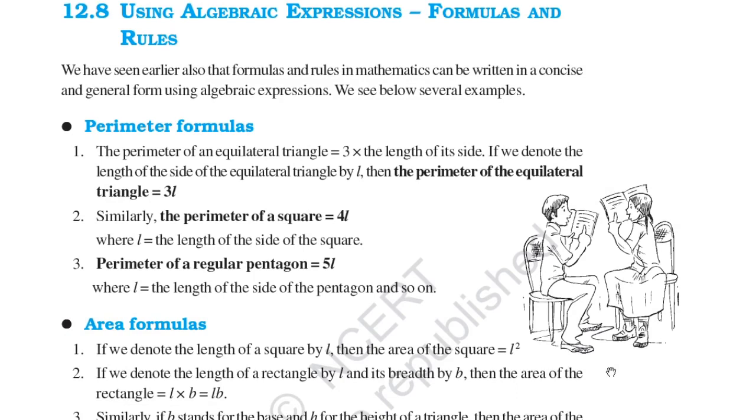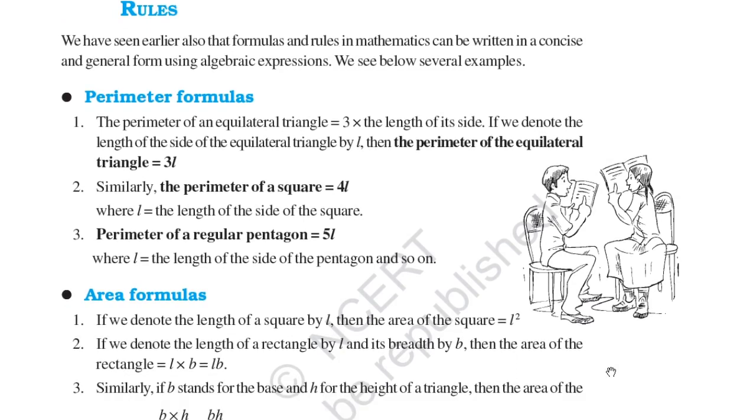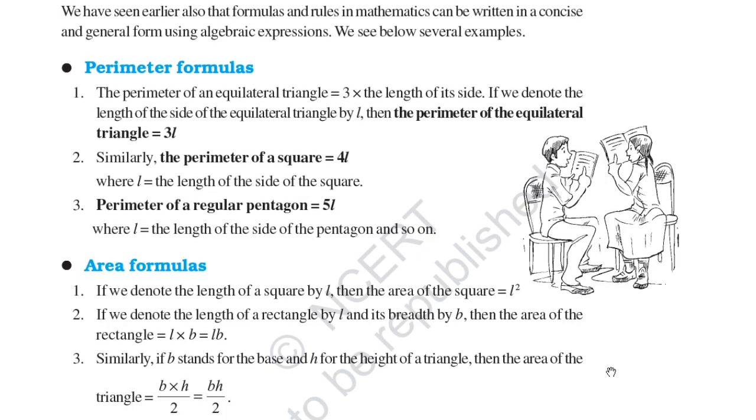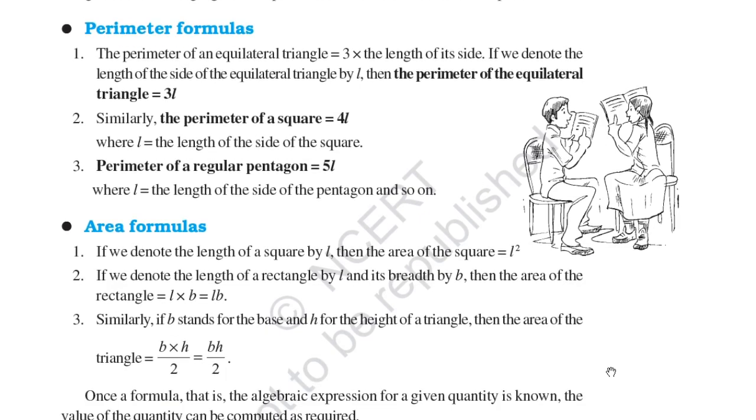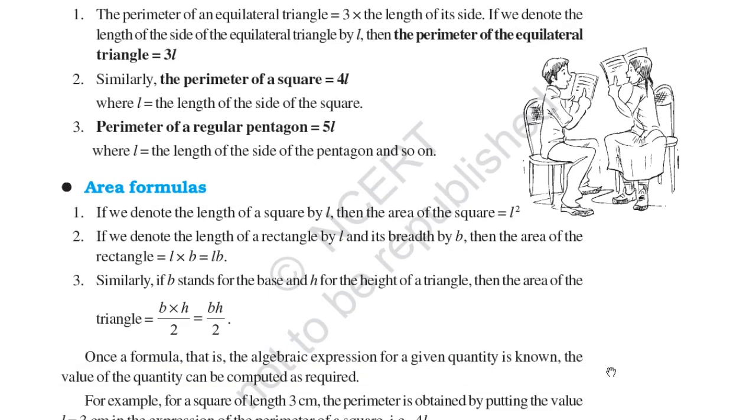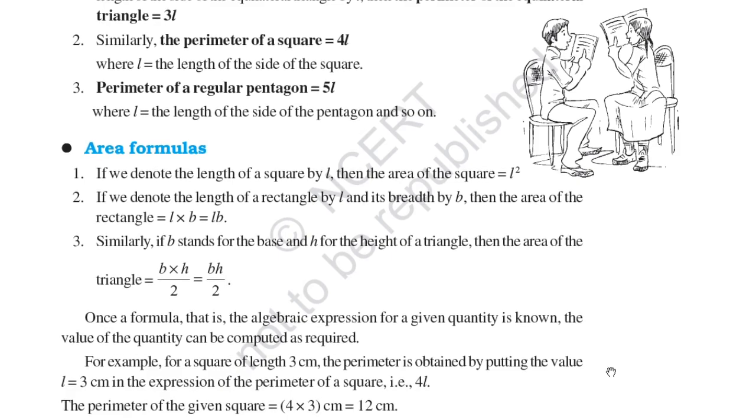So the perimeter formula is there. The perimeter of an equilateral triangle is 3 into the length of its side. If you denote the length of its side of the equilateral triangle by L, then the perimeter of the equilateral triangle is 3L. Similarly, the perimeter of a square is 4L, where L is the length of the side of the square, and the perimeter of a regular pentagon is 5L, where L is the length of the side of the pentagon, and so on. So the area formulas are given here.